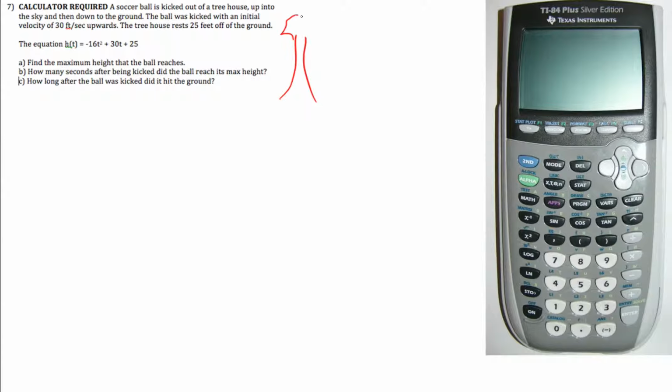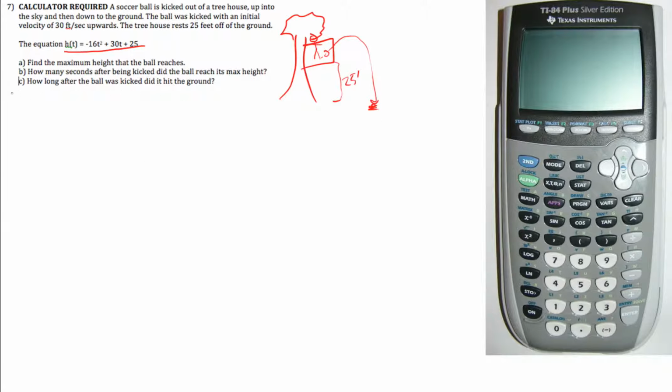So, a little diagram. Got my tree, and some sort of treehouse there, and that's about 25 feet off the ground. And some dude here kicking, for some reason, a soccer ball that goes boo, bloop, and hits the ground somewhere. He should probably have a head. And we're told that the equation h of t equals negative 16t squared plus 30t plus 25 represents the height of the soccer ball t seconds after it was kicked.